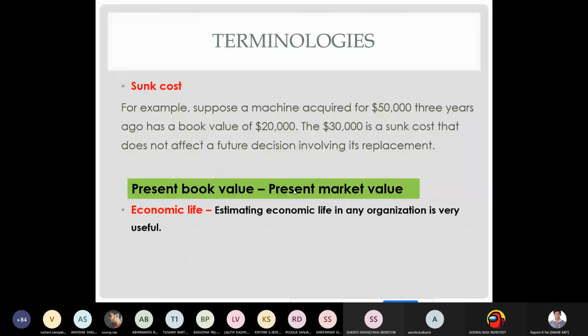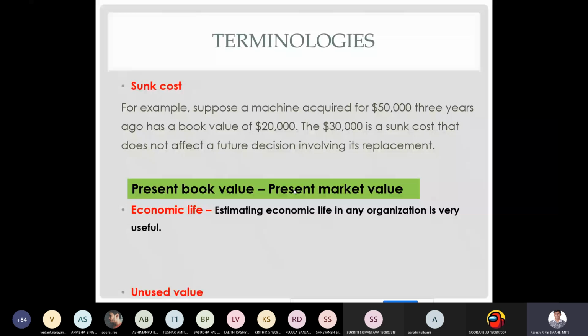Right. Then economic life is nothing but the service life of the alternative. Okay, we have solved many numericals by considering the service life. It is the life of the asset or the useful life of a particular alternative. Estimating economic life in an organization is very useful. So that is nothing but the service life.